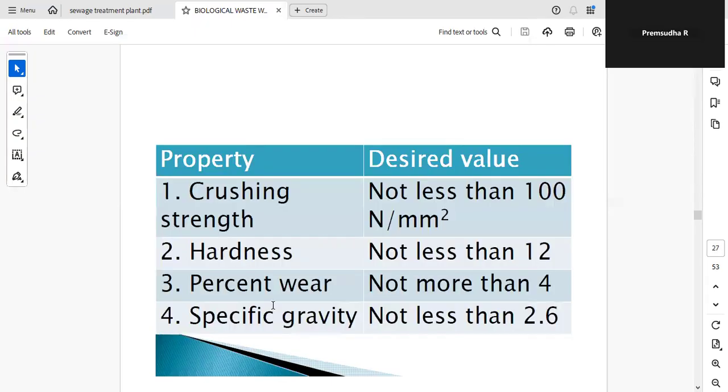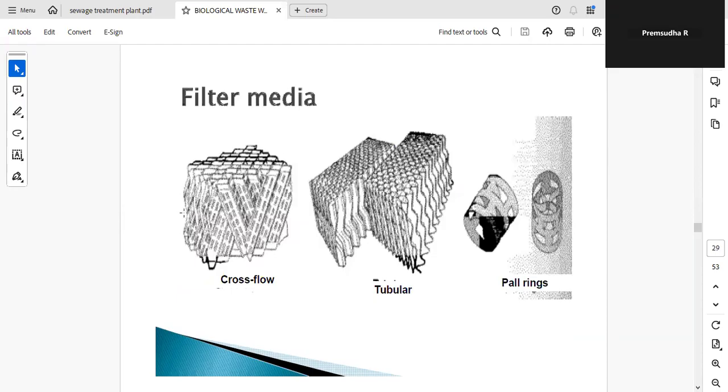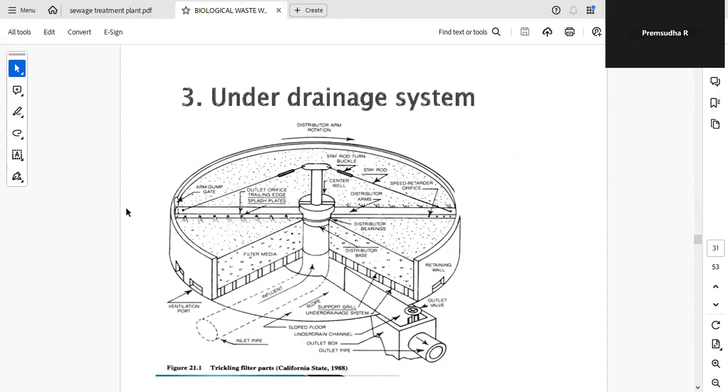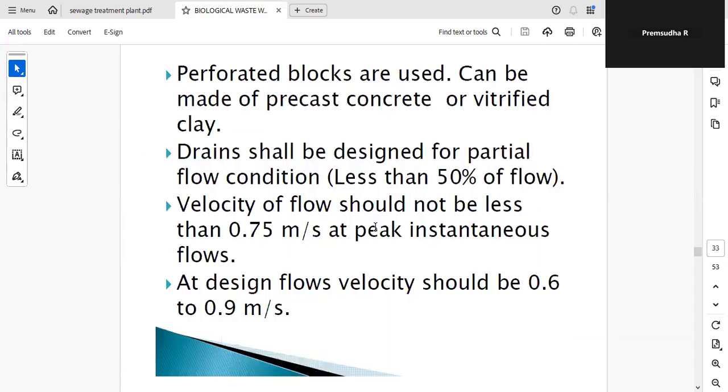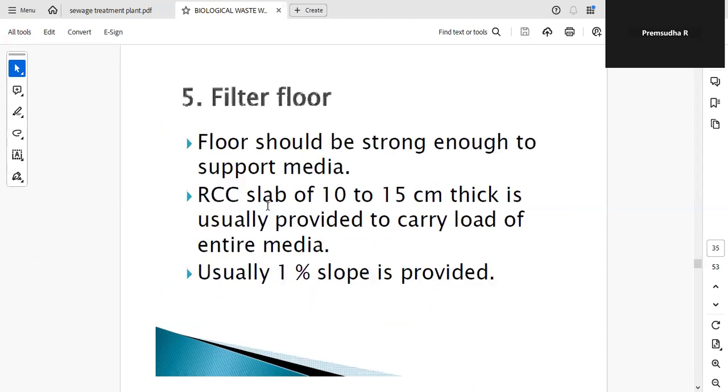You can see the filter media; the size may be 25 to 75 mm, and you can use crushed shell, crushed rocks, and plastic media. The filter media may be of different shapes. The depth is 1.8 to 2.4 meter. This picture shows the under drainage system. There are perforated blocks used in the collecting channel. The function is twofold: to circulate the air, and to collect the sewage from all the under drains and convey it to the next unit.